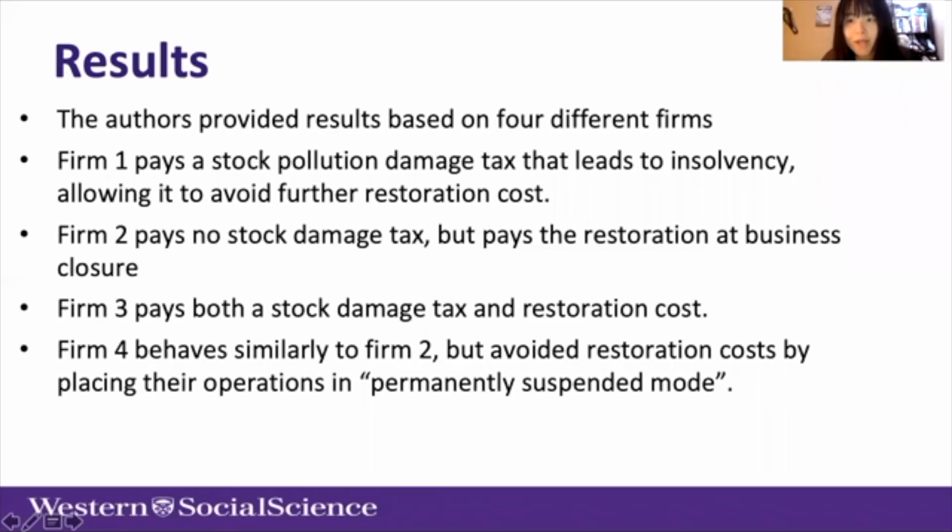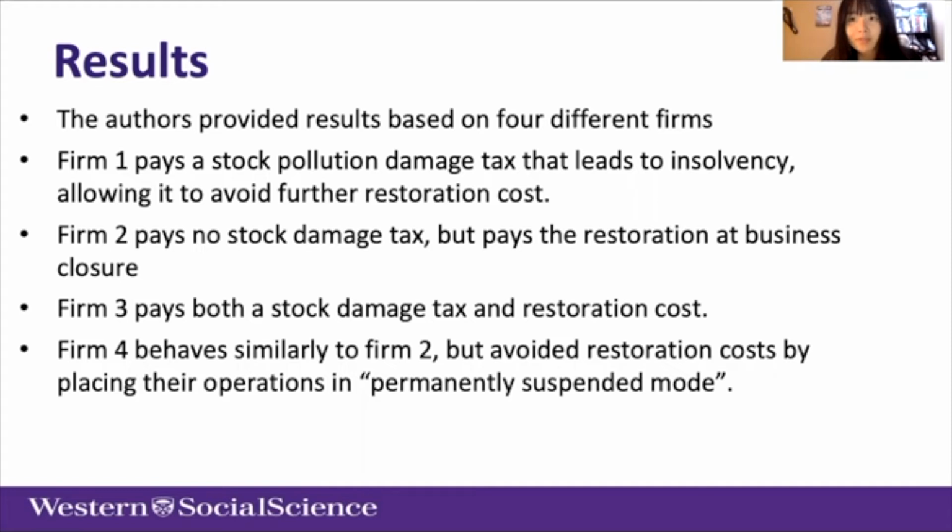In order to have a better and more concrete measurement, the author provided results based on 4 different firms. Firm 1 pays the stock pollution damage tax that leads to insolvency, which allows it to further avoid restoration costs. The second firm pays no stock damage tax, but it pays the restoration at the business closure. Firm 3 pays both taxes and restoration costs, while firm 4 behaves similarly to firm 2 at the beginning, but it avoids restoration costs by placing its restoration in the permanently suspended mode.